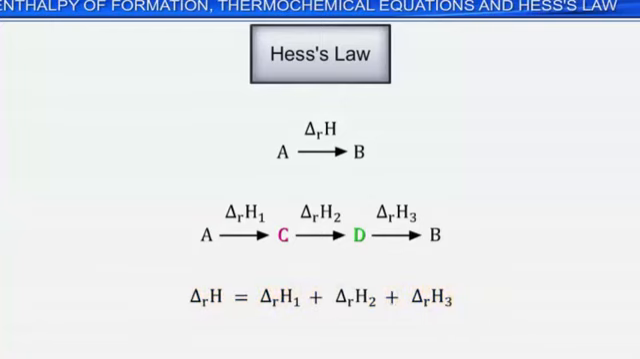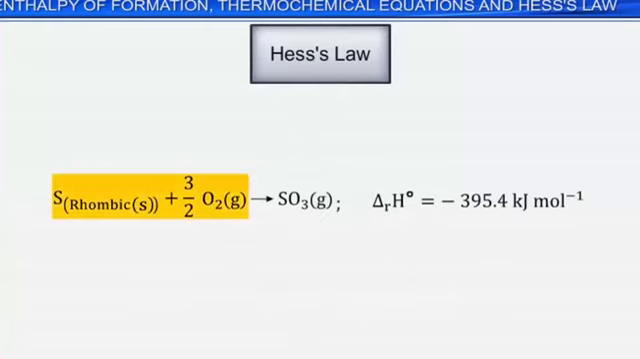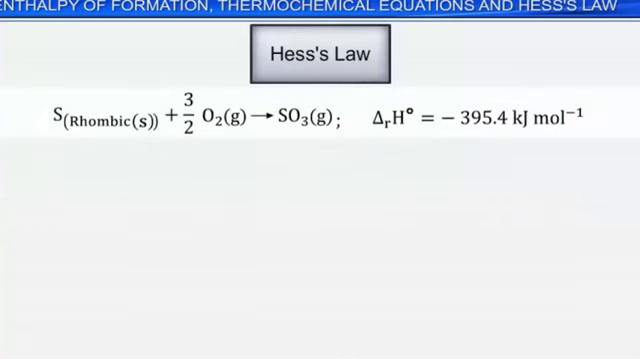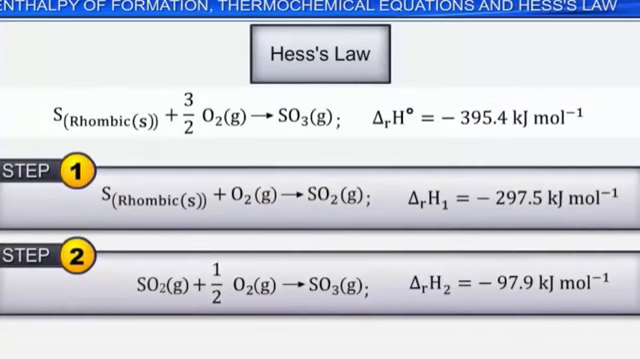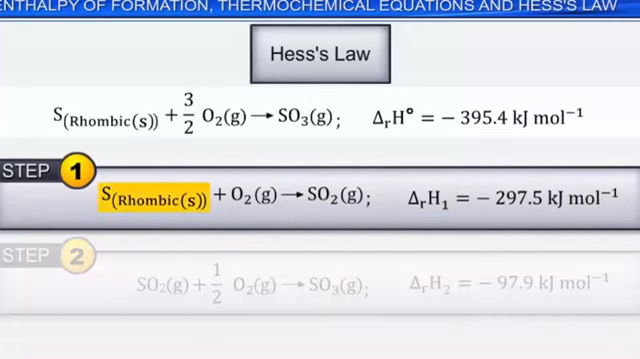Let's understand this through a chemical reaction. When sulfur in its elemental state burns to form sulfur trioxide in one step, the heat evolved during the chemical equation is minus 395.4 kilojoules per mole. Now, let's break down the reaction into 2 steps. In the first step, sulfur reacts with oxygen to form sulfur dioxide.